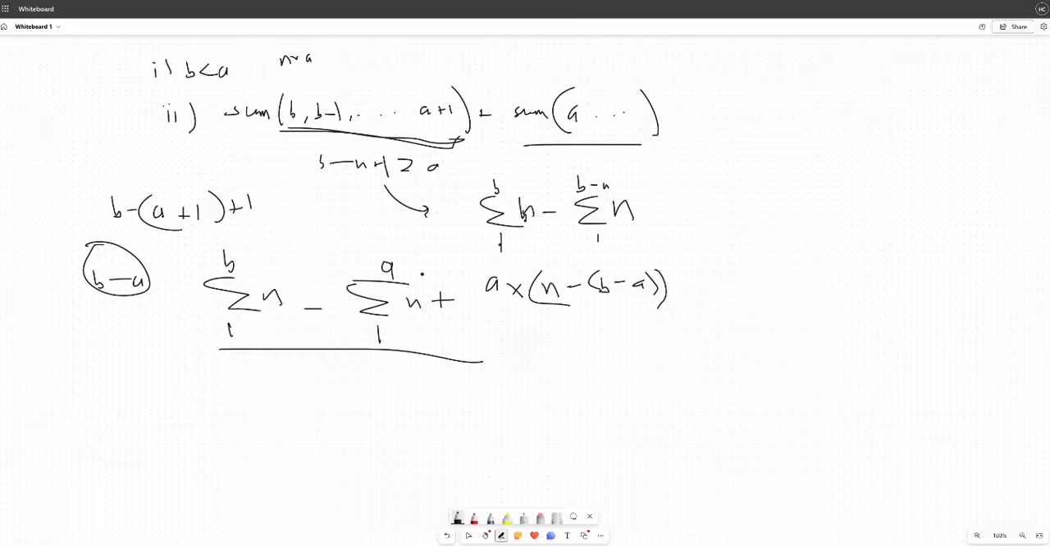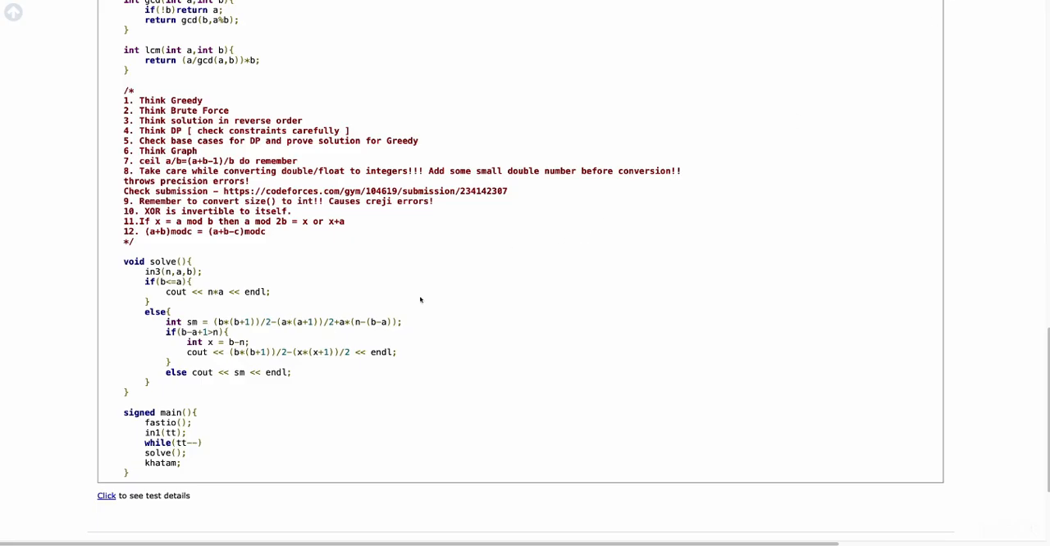As I talked about, this is the summation we are talking about, b minus a. So yeah, this is the difference we'll take, and that will be our answer. Else the answer will just be the sum. So yeah, that's for the second question.